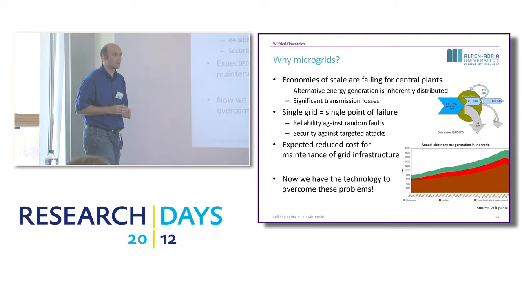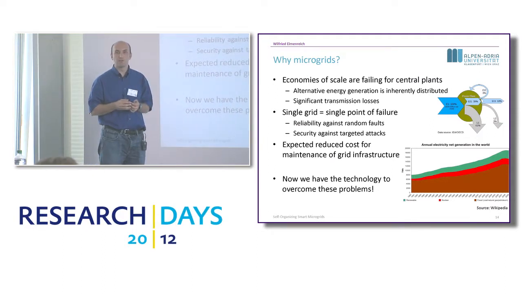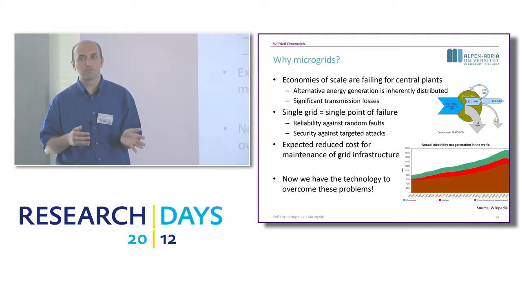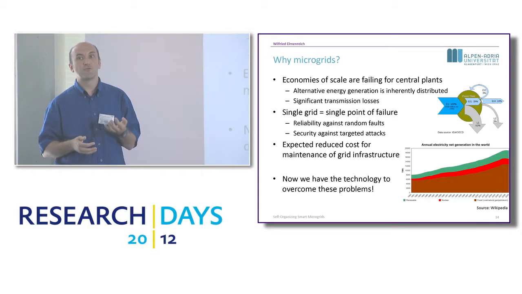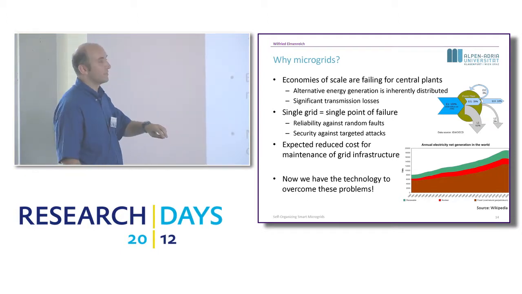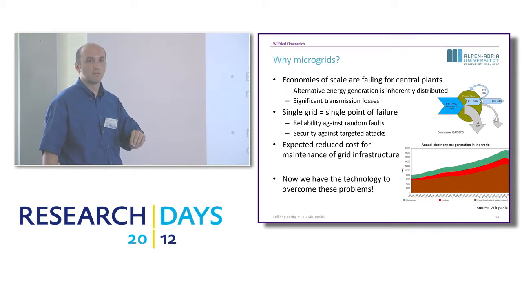So why do we talk about smart microgrids nowadays? We had more or less the same electricity system, depending on what you count as innovation and what not, for like 50 or 150 years, something around this time frame. So many things have not changed in this time. But why change it now?